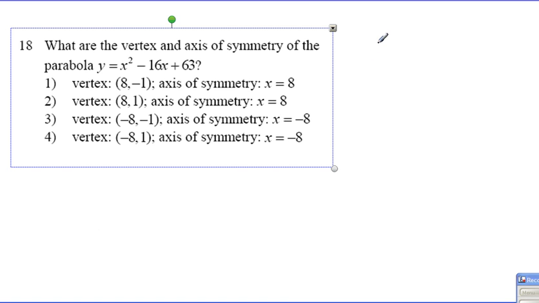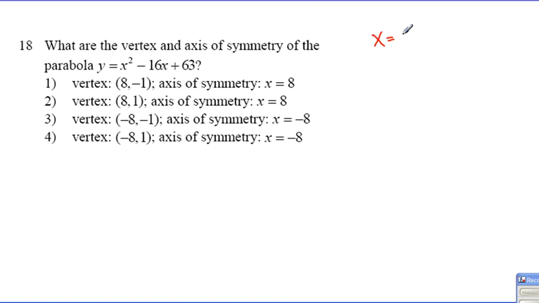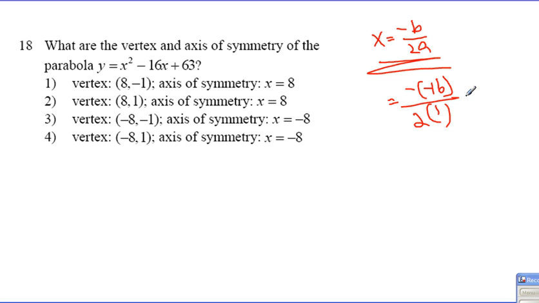Now, vertex, if you want to use the formula, it's going to be something like this. Negative b over 2a. If you have to use this one, b is the coefficient of x. Here we have coefficient of x is negative 16. That means minus negative 16 all over 2 times a becomes 1. Therefore, our answer is 8.